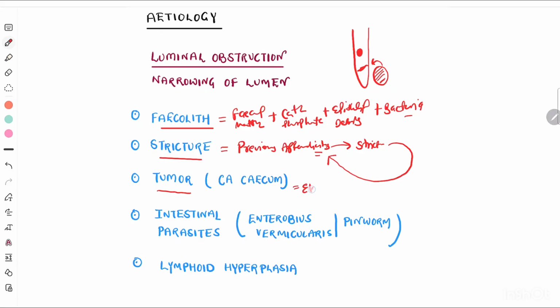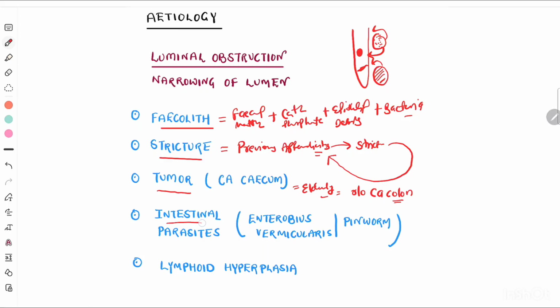In elderly patients there is a risk of CA colon. If there is CA colon, there will be enlargement of lymph nodes due to local spread, or the tumor can directly put pressure on the appendix and lead to lumen obstruction and then to appendicitis. So this can be one cause.